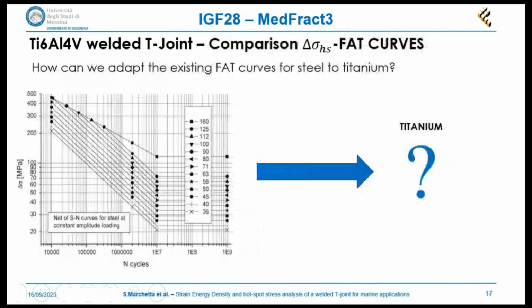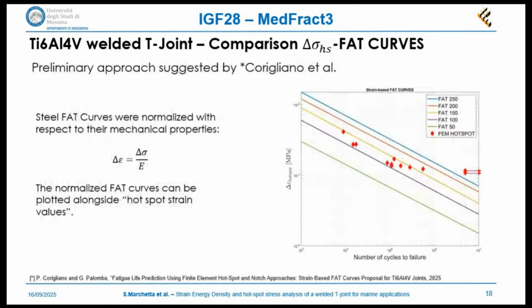As for the validation of the hotspot stress method, the IIW curves that we've seen before are stress range based curves. So we cannot compare the stresses that come from titanium with the stresses related to steel, because their mechanical response to external loads is completely different. So a preliminary approach suggested by Corigliano is to normalize the FAT curves with respect to the steel Young's modulus. So we're comparing strains now and no longer stresses.